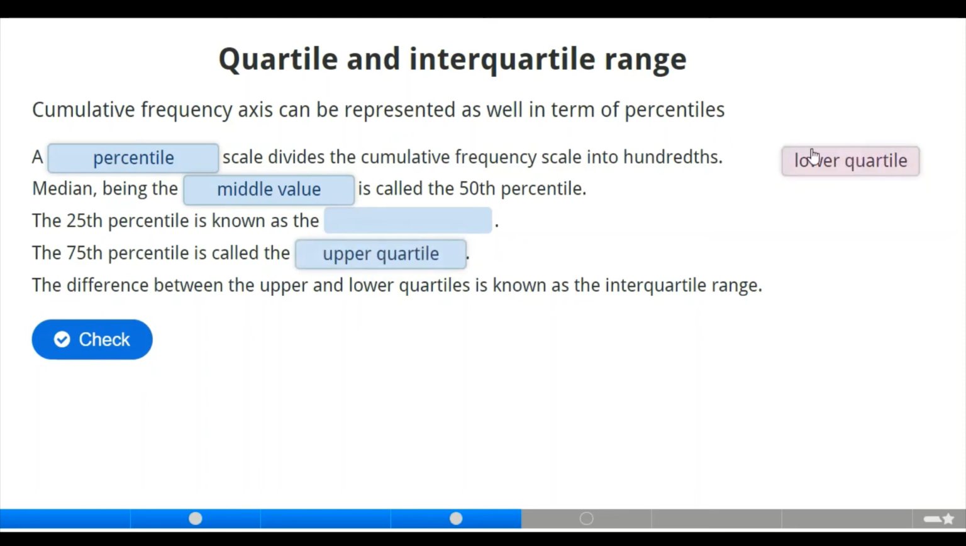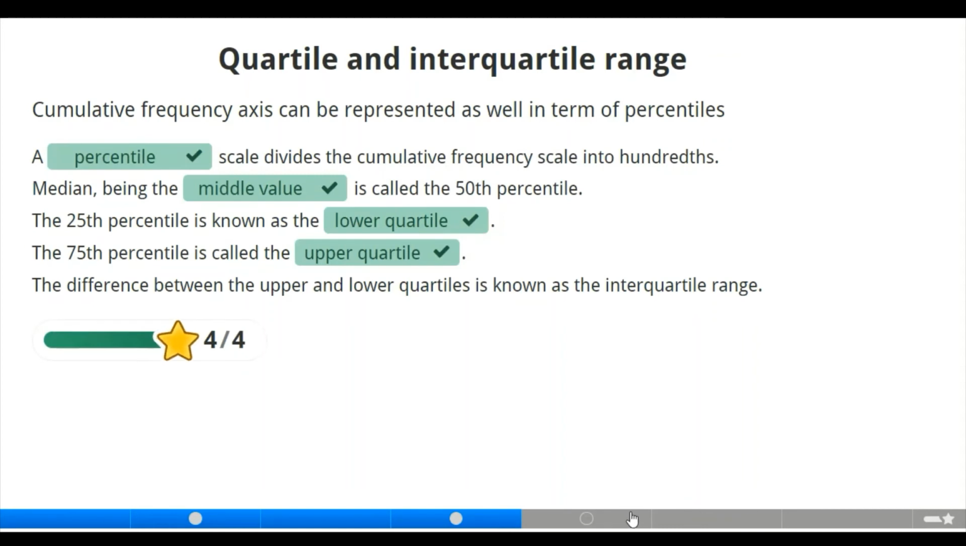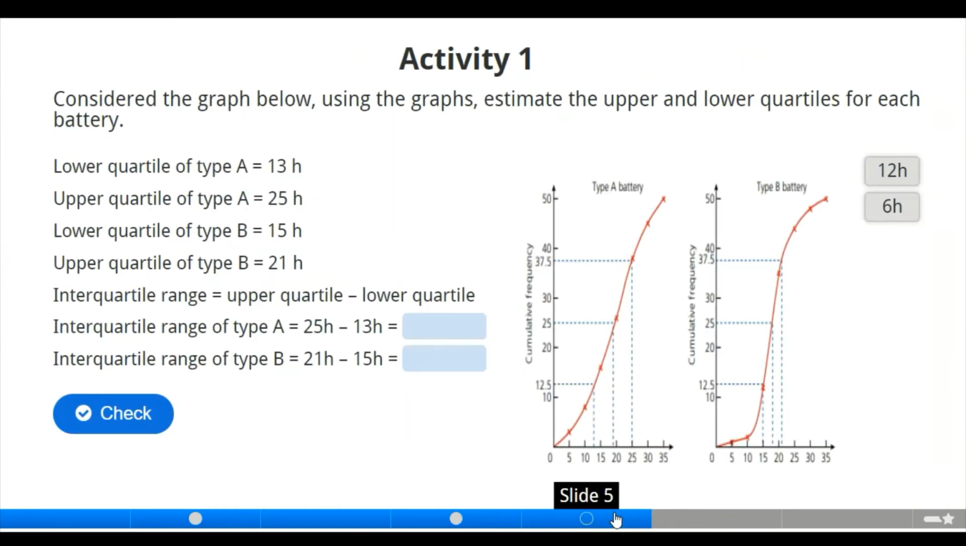75 is the upper and 25 should be the lower quartile. Okay, let's check now. Yes, we are right. Now we are looking at these activities. Let's study what we have here.